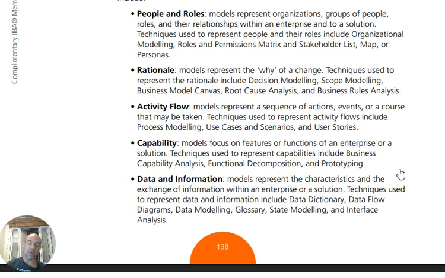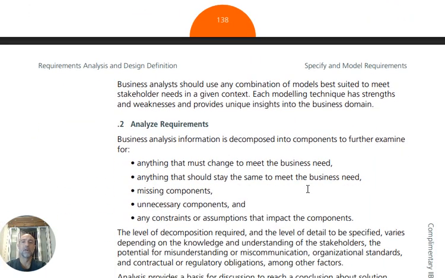You can actually put all of these on one chart, but it becomes way too detailed. What we normally do is highlight, for example, if this happens, and this happens, and in between there's the capability model. For every feature, there are a few things that have to happen for it to exist. And data and information models represent the characteristics and the exchange of information within the enterprise, role, or solution. So here, business analysts should use any combination of models best suited to meet stakeholder needs in a given context.